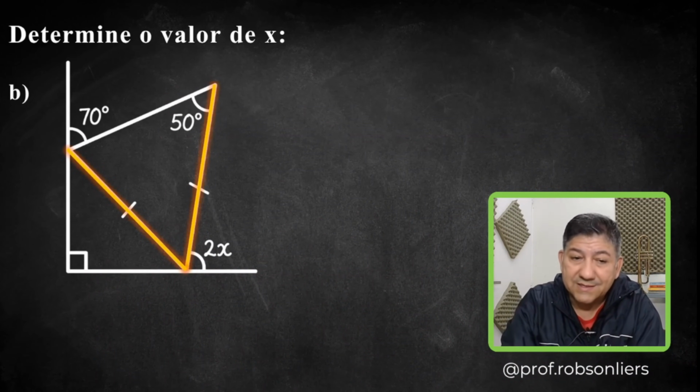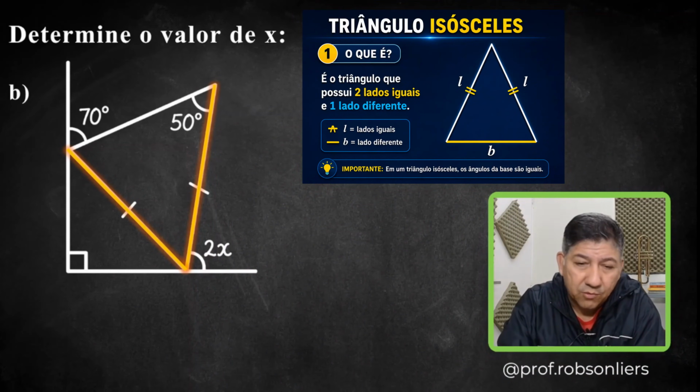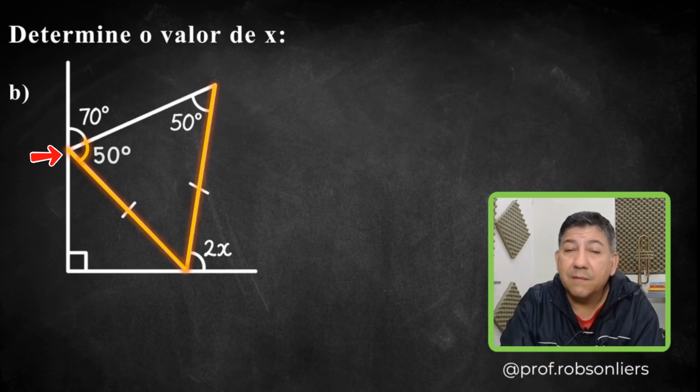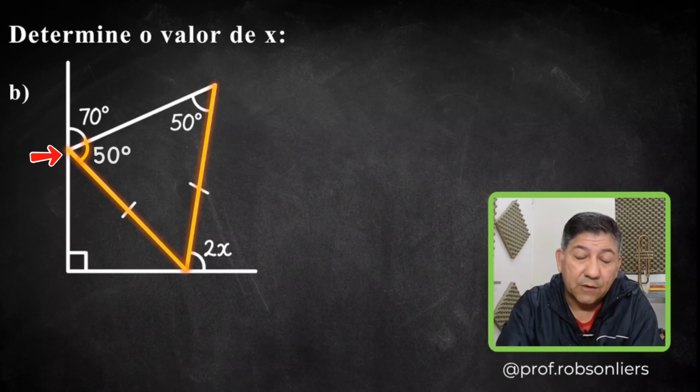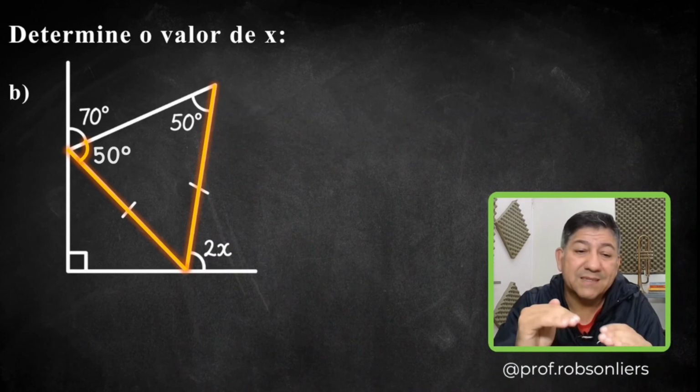That is, this triangle is an isosceles triangle. It has two equal sides and the two base angles are also equal. So, since this angle here is 50 degrees, necessarily this other angle here also has to be 50 degrees. If it's an isosceles triangle, the two equal sides mean the two base angles are also equal, okay?